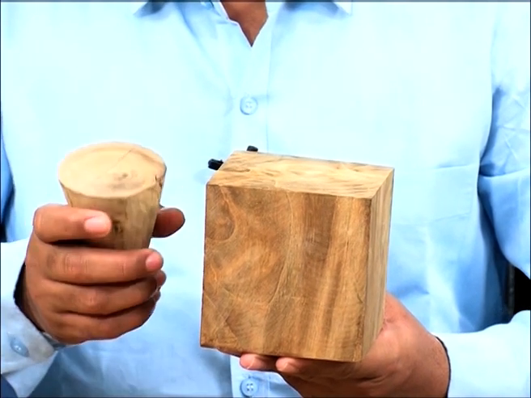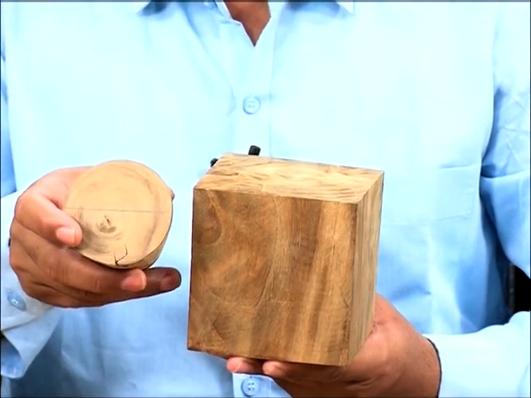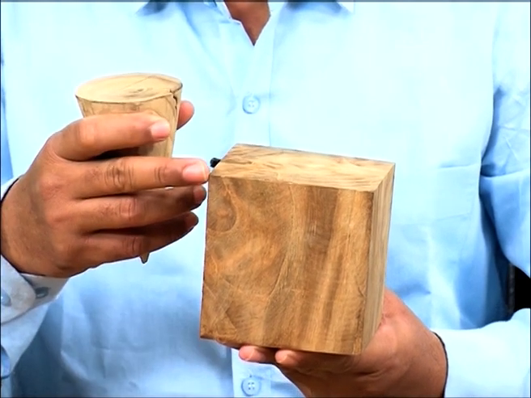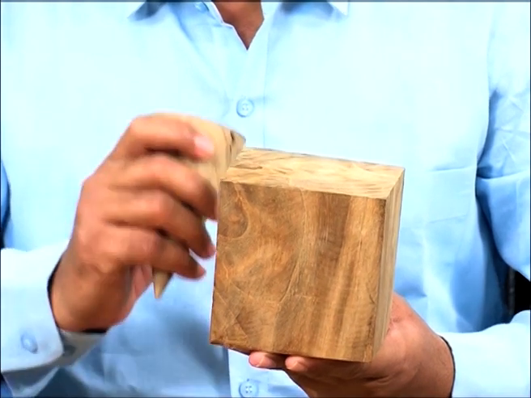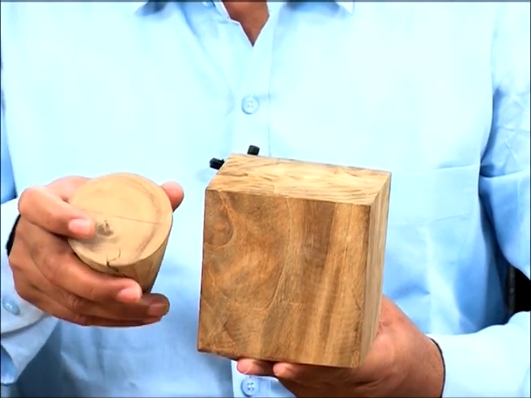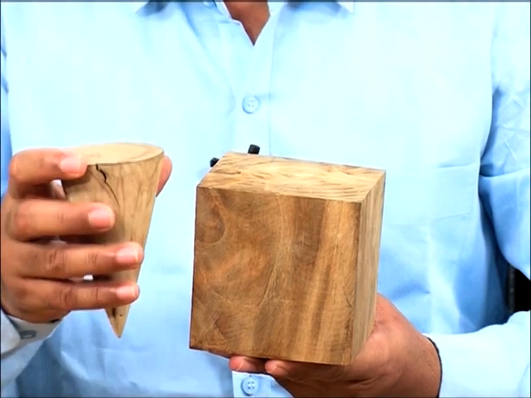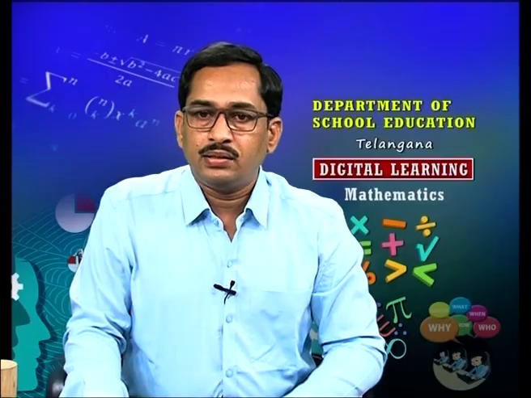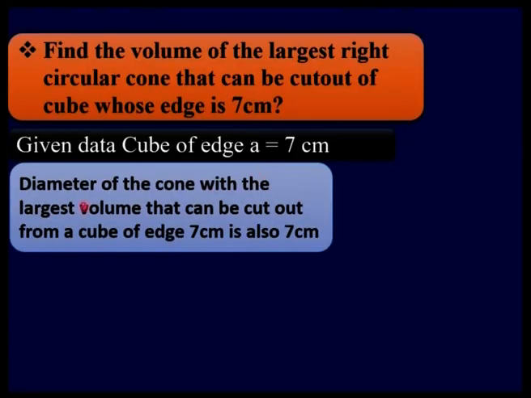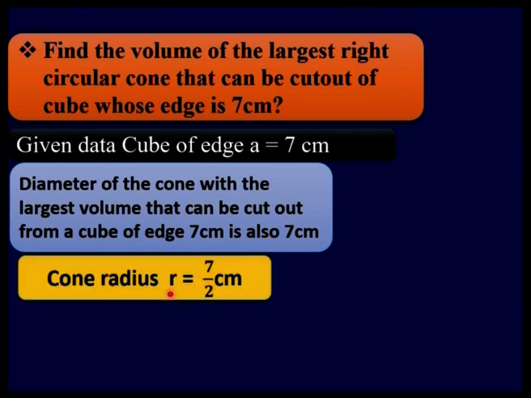means edge of the cube, that is 7 centimeters. And what is the radius of the cone, children? Yes, the radius of the cone is half of the edge of the cube. The edge of the cube is 7 centimeters, then the radius of the cone is 7/2 centimeter. So this is the largest cone which is scooped out from this cube. Given data, cube of edge 7 centimeter, the diameter of a cone with the largest volume that can be cut out from the cube of edge 7 centimeter is also 7 centimeter. Then the radius is half of the diameter, that is 7/2 centimeter.